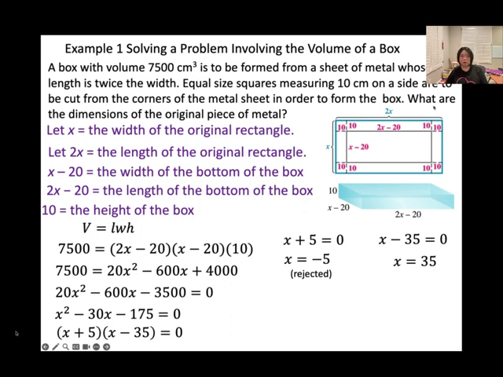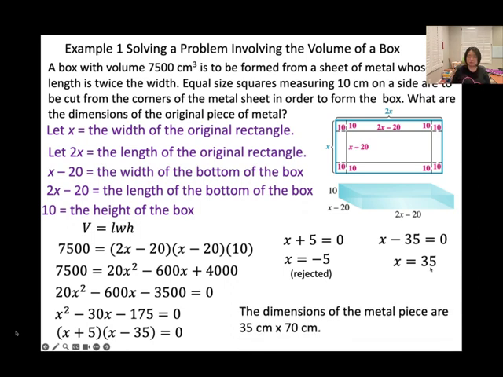So what they're looking for, what are the dimensions of the original pieces of the metal? So we want to plug back x is equal to 35, and then the length is going to be 2 times x, which is 2 times 35. That will be 70. Make sure you guys answer the question and stay with the unit.